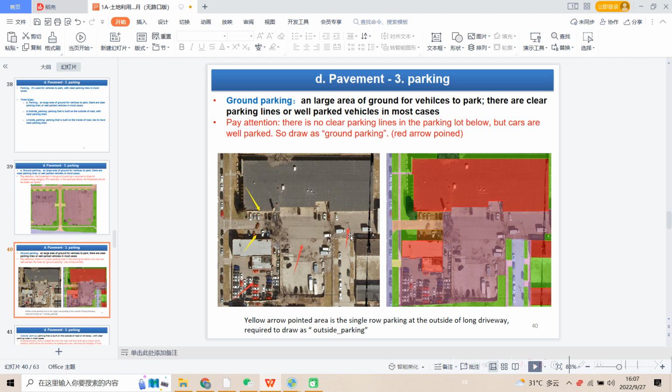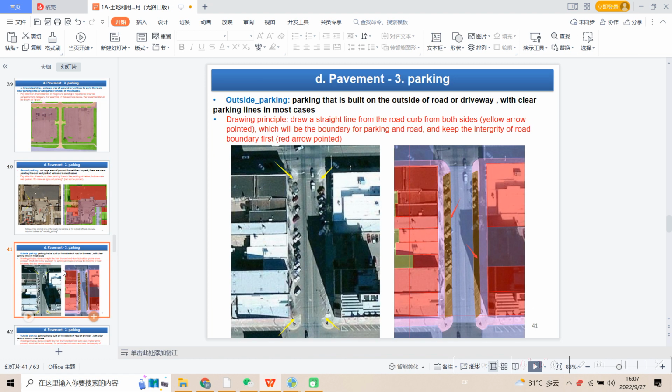And then it's ground parking in the industrial area. Even though there are no clear parking lines compared to this one, we can still see the well-parked cars. So in this example, all those well-parked cars areas need to be drawn as parking.